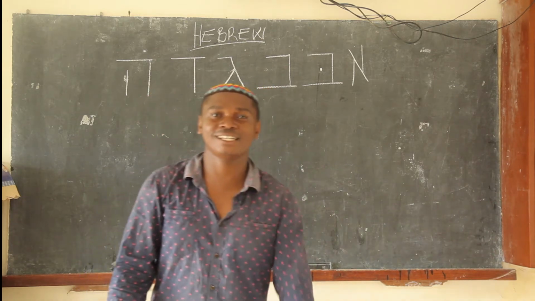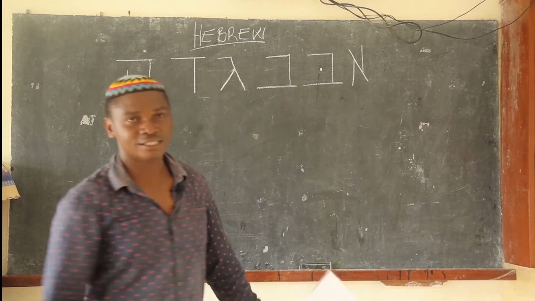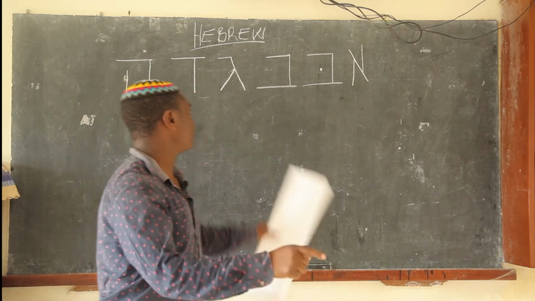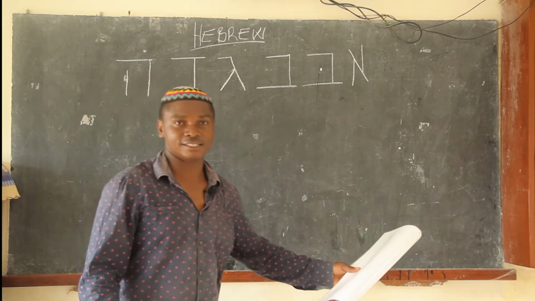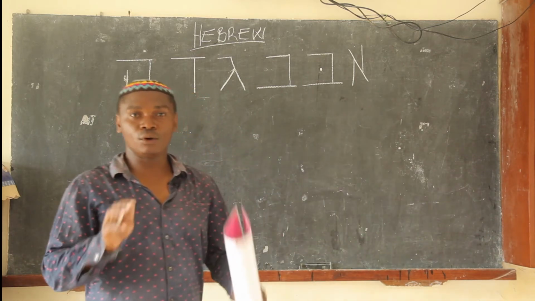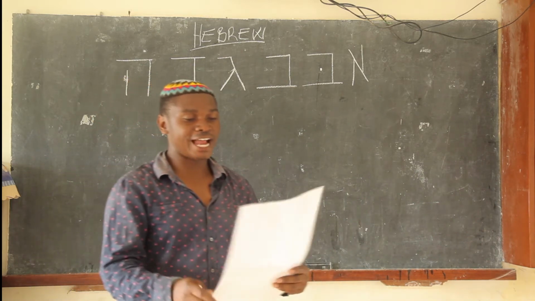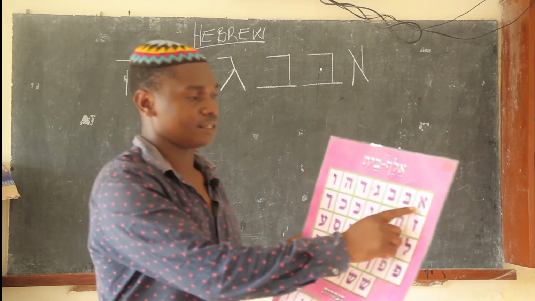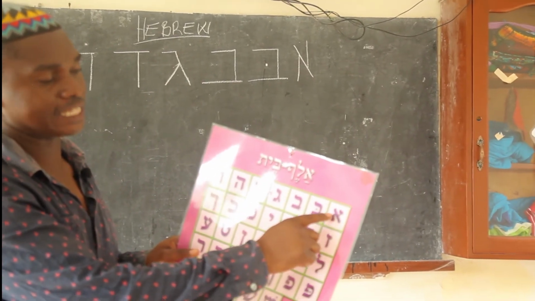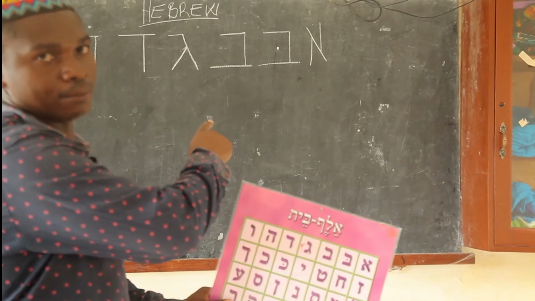If you remember our last lesson, we went through the Hebrew alphabet. But for today, we are going to write the six Hebrew letters, and we are starting from Aleph. In the books you are going to read, you'll find Aleph written in this way. So we are going to see the steps we take to get to this, just as I've written on the blackboard.